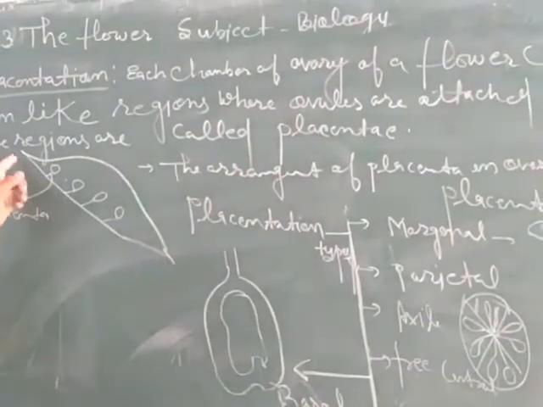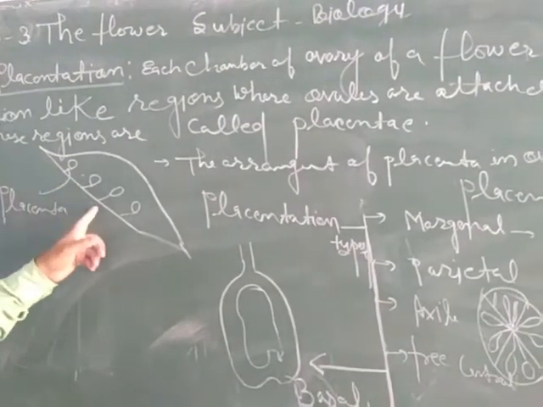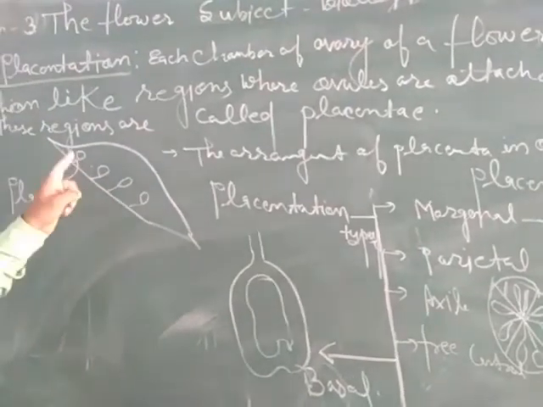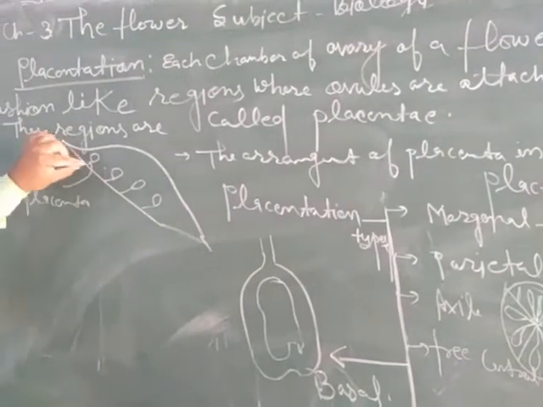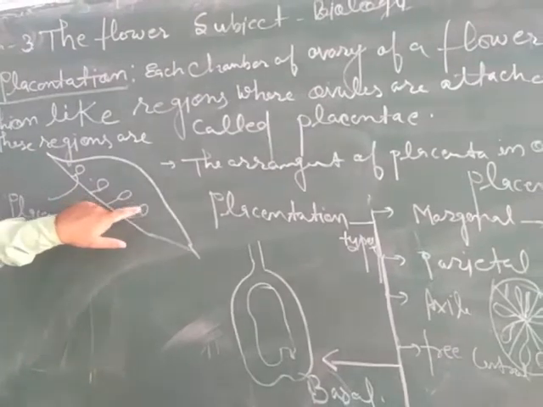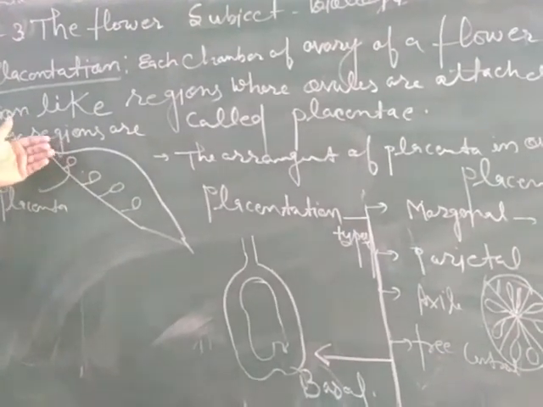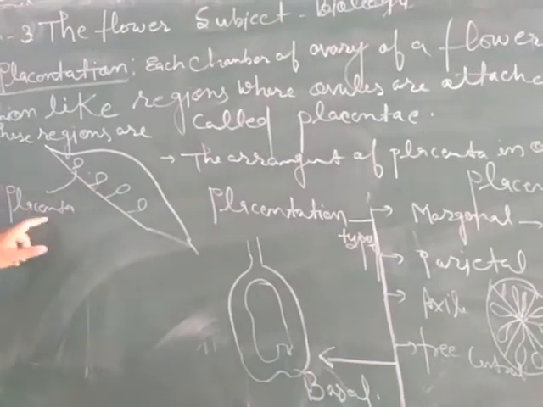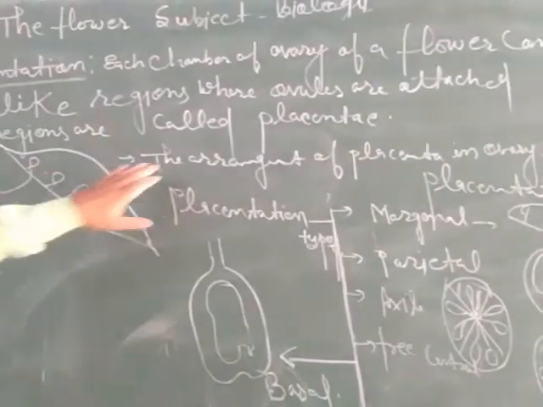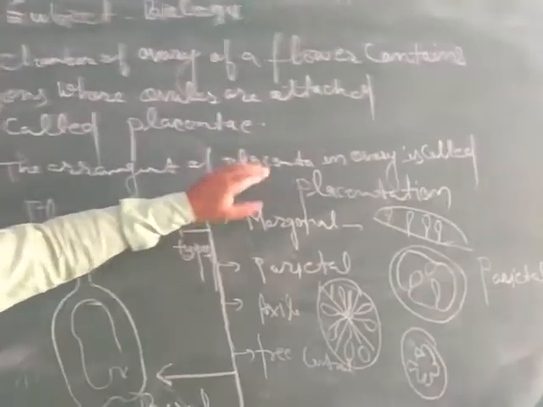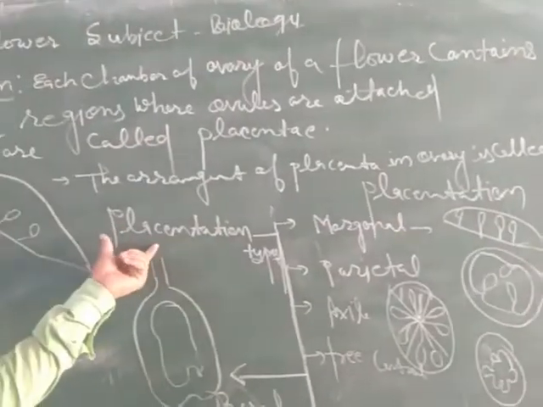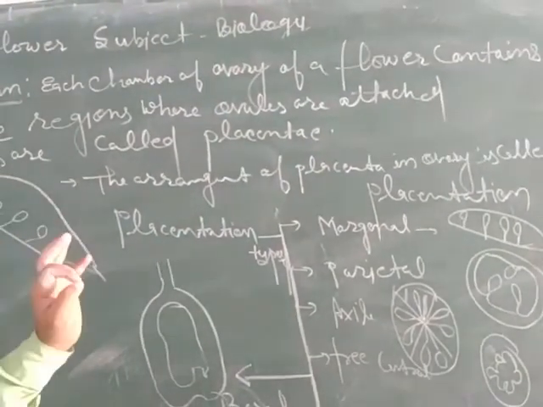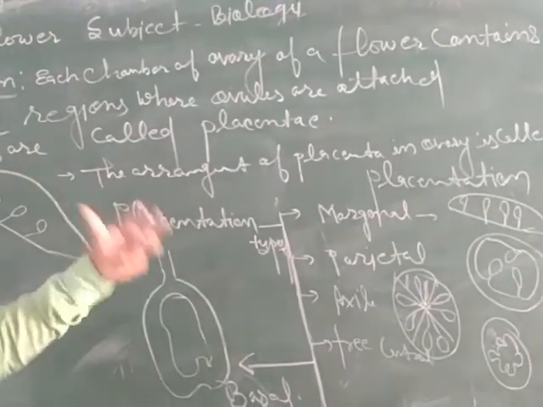As we can see in the diagram, this is the pod of a pea plant. These are the ovules which get converted into seeds later on, and this is the portion through which they are attached. This portion is called the placenta. The arrangement of placenta in the ovary is called placentation. Means how placentae are arranged in the ovary, this process is called placentation.